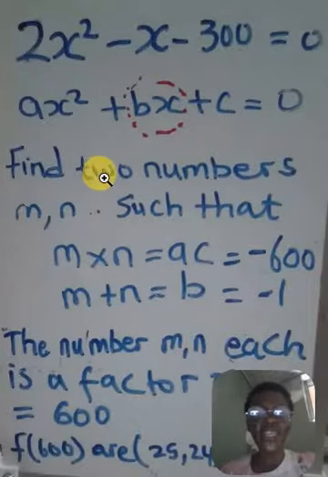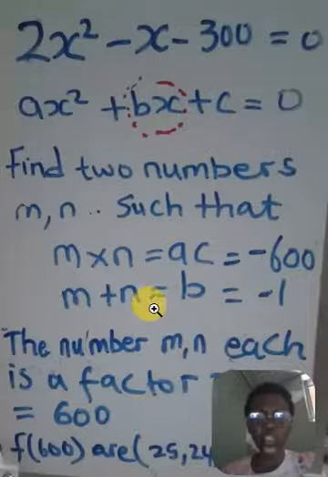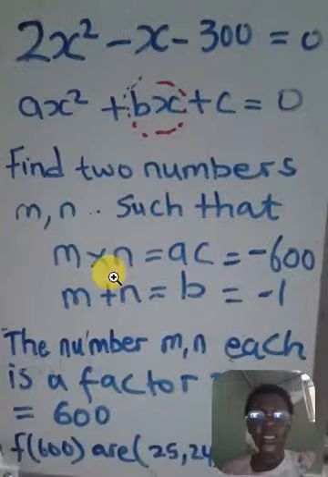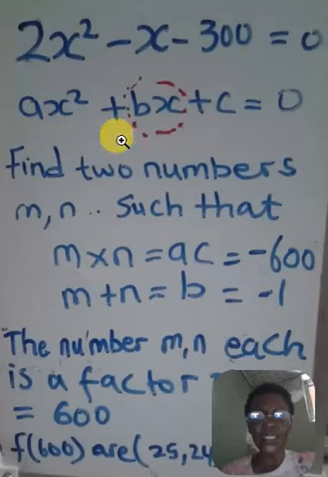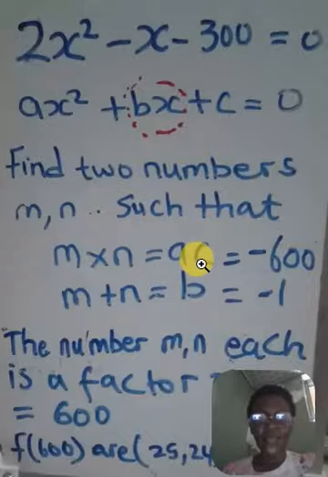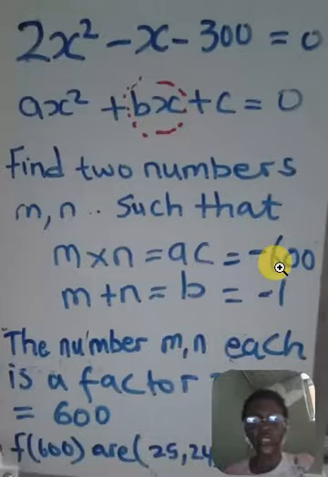You find two numbers, let's say m and n, such that m times n is equal to AC. A times C, the coefficient here times the coefficient here, AC. And in this case, AC is 2 times minus 300, which gives us minus 600.